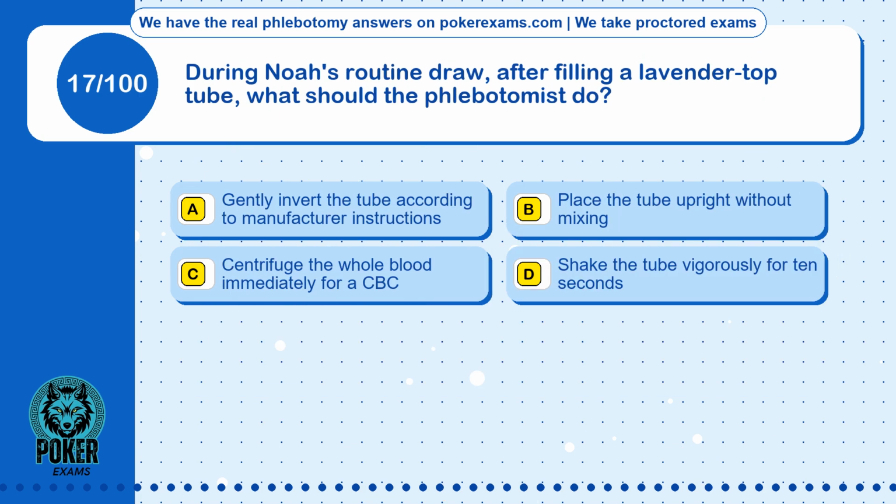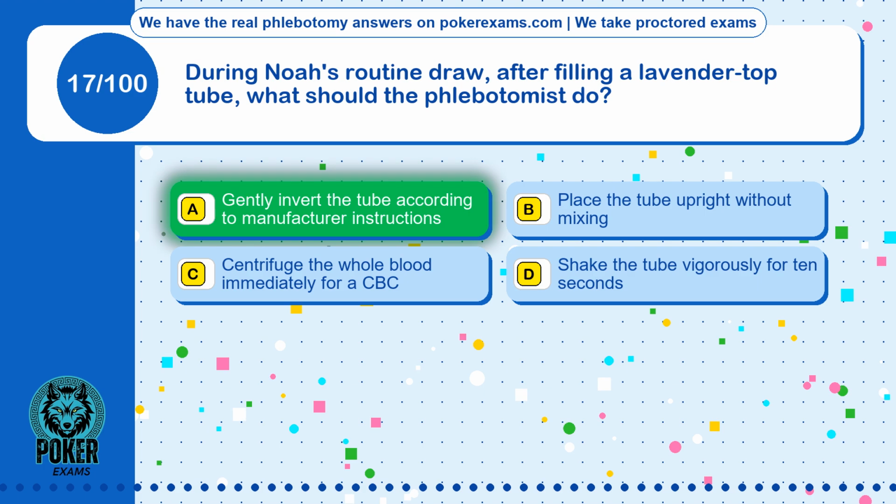Question 17. During Noah's routine draw, after filling a lavender top tube, what should the phlebotomist do? Option A, gently invert the tube according to manufacturer instructions. Option B, place the tube upright without mixing. Option C, centrifuge the whole blood immediately for a CBC. Option D, shake the tube vigorously for 10 seconds. The correct answer is option A.